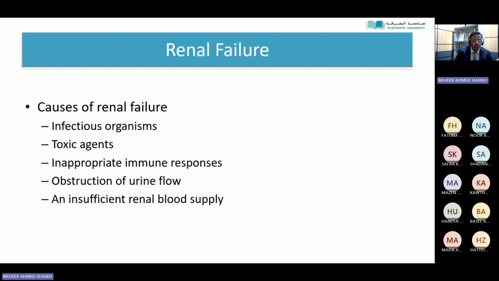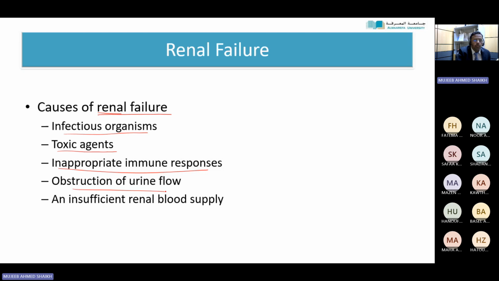Okay, coming to when the kidneys don't function: what is the function of the kidney? The kidney's function is to remove the waste products. If the kidney is not removing the waste products, then we say kidneys are failing, or we call it renal failure. What are the causes of renal failure? Renal failure could be due to infections by an organism, or some toxic material destroying the filtrating membrane, or an inappropriate immune response. An antigen-antibody response can lead to blockage of the filtrating membrane.